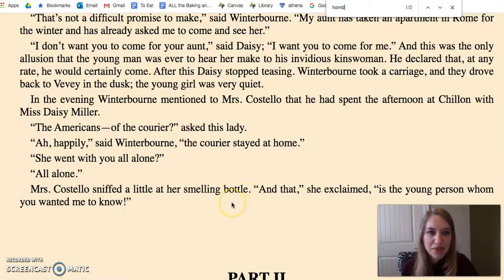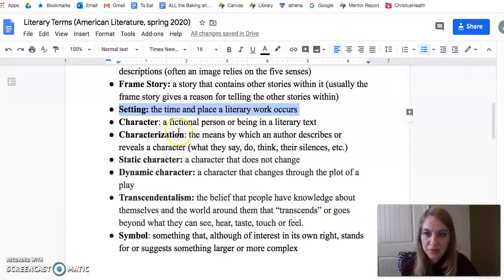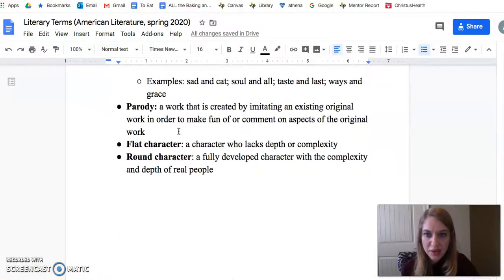But I did want to talk about two literary terms in this first part, and the first one is flat character. I'm going back to our literary terms here. These are at the very end of the document. A flat character is a character who lacks depth or complexity. Some of our flat characters in this first part are Randolph, the younger brother, Mrs. Miller, her mother, Eugenio, who's their courier, and Mrs. Costello, the aunt. These are the kinds of people that get stereotyped. We can describe them in just a sentence or two. It doesn't go deeply into their psychologies.